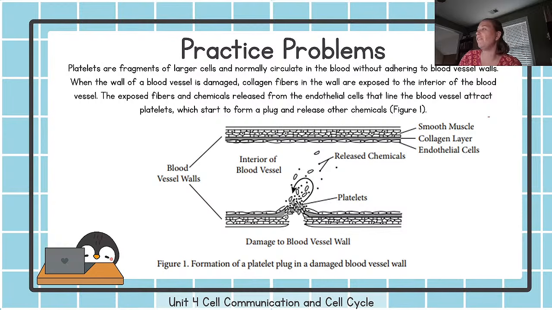So when the wall of the blood vessel is damaged, collagen fibers in the wall are exposed to the interior of the blood vessel. The exposed fibers and chemicals released from the endothelial cells that line the blood vessel attract platelets, which then start to form a plug and release other chemicals. Okay. So based on this diagram, you can see this whole bunch of things they just talked about. You can see here that there are these platelets. You could also see that there's all these like released chemicals. Little dots are released chemicals. And so from that, we're seeing that we're going to form this little like plug in our blood vessels. Okay. So let's see what's going to happen.